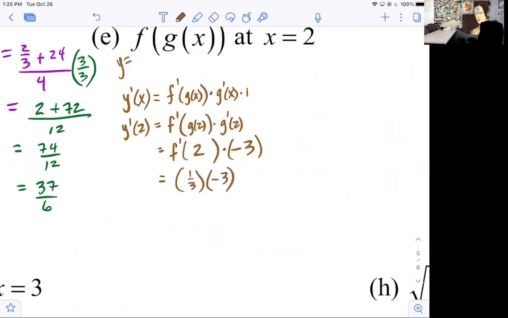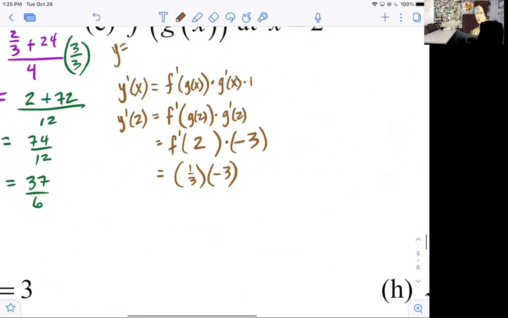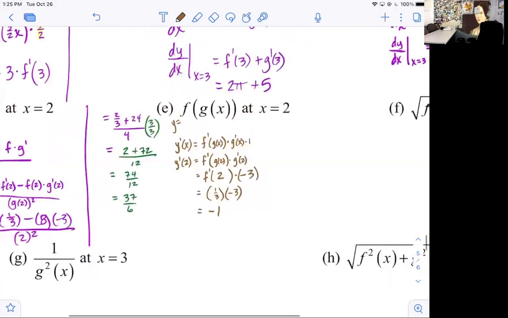Notation is in order. It looks good. But I got to keep going, right? A third of -3 is -1. There we go. Nicht so schlecht. Not so bad.